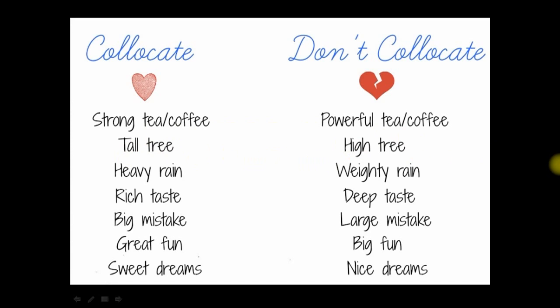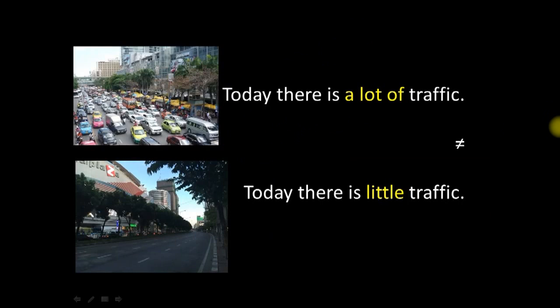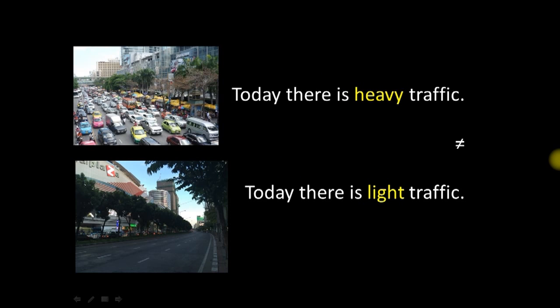You get the idea. Now, how about collocations with the word traffic? First of all, heavy traffic or light traffic. So if we look at this picture, we can say, today there is a lot of traffic. And this picture, today there is little traffic. Now, for a better collocation, we could use the word heavy. Today there is heavy traffic or light traffic.